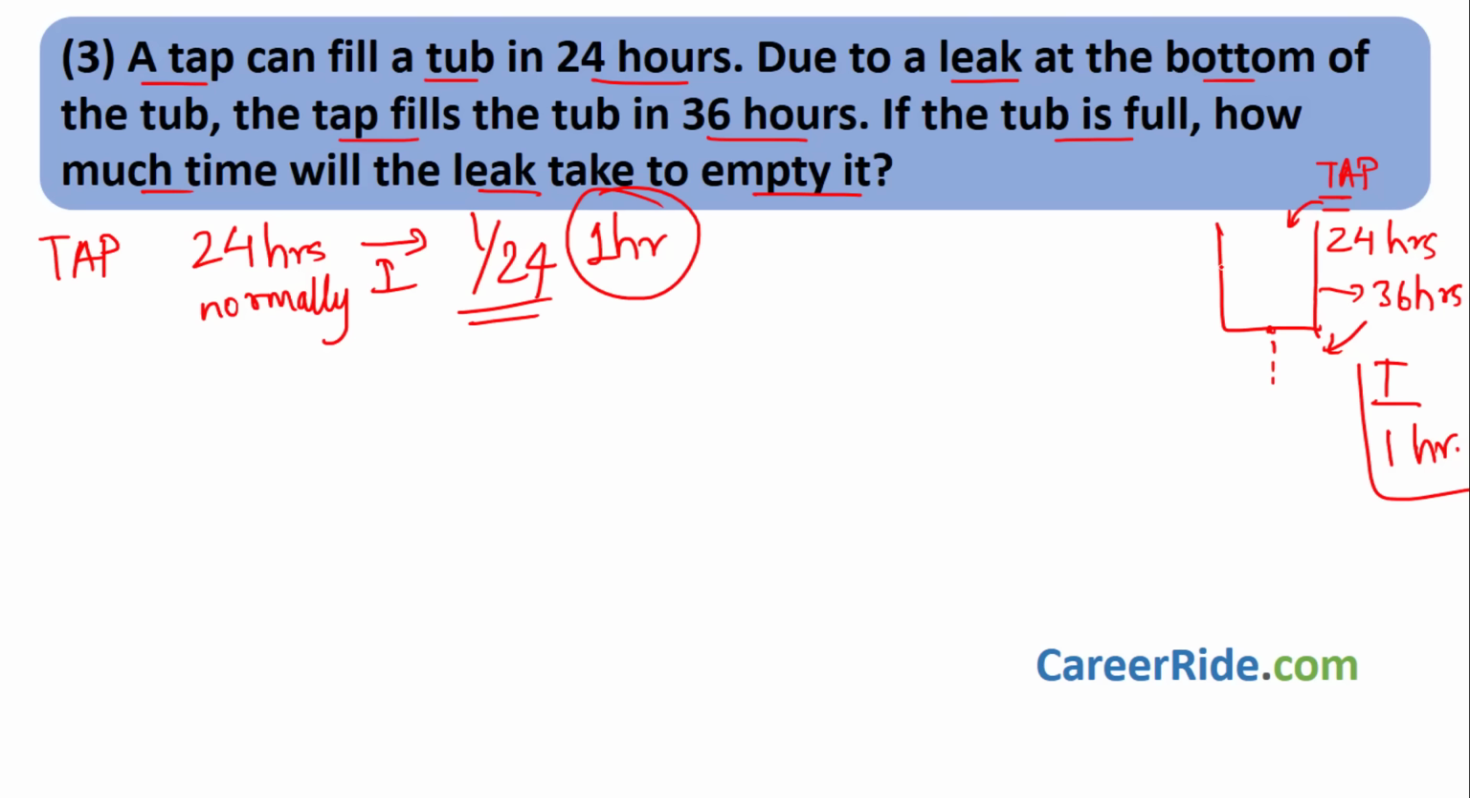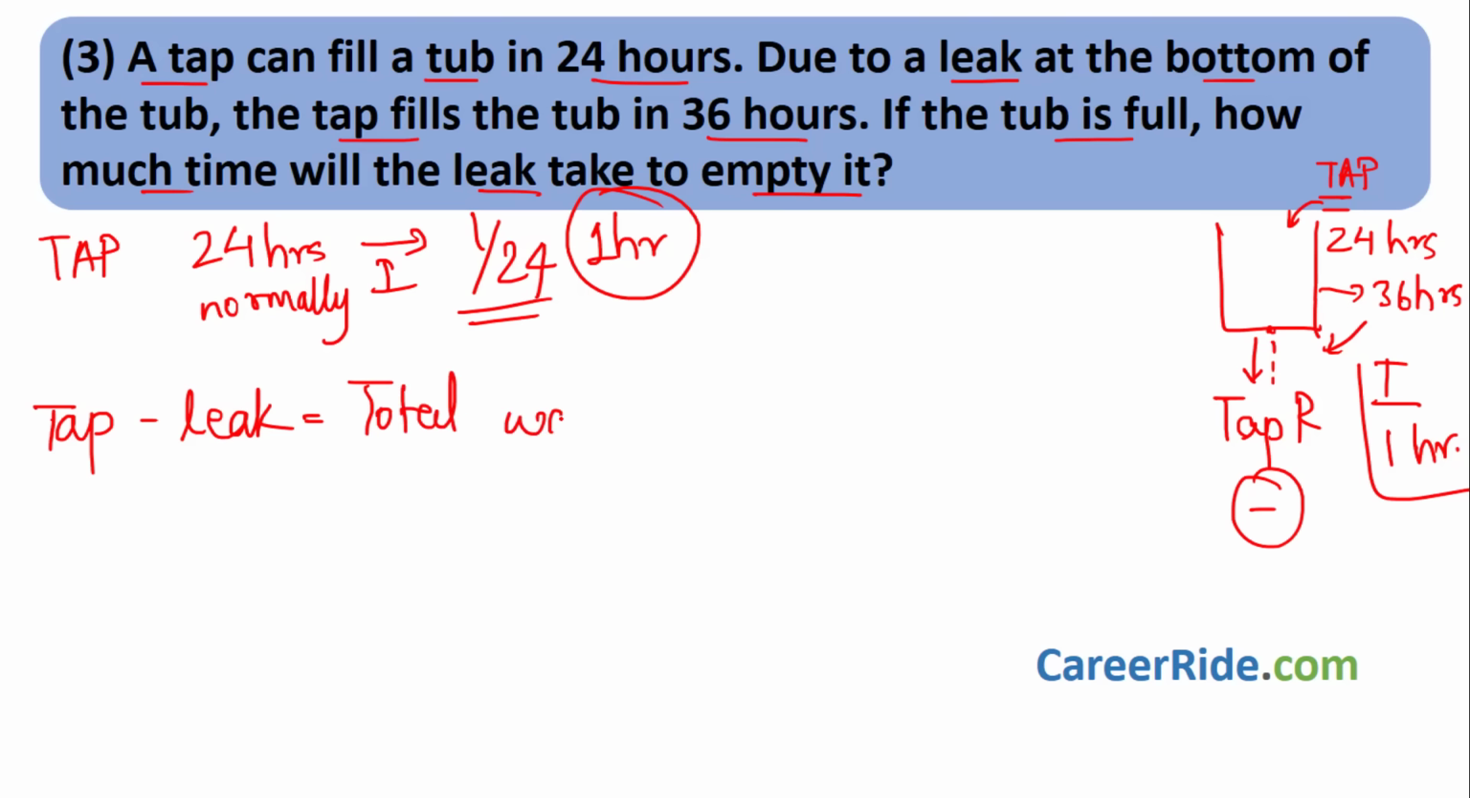Now this tub is leaking. This is nothing but like the tap R which we have seen in the previous sum, where tap R is emptying the tank. So what did we do for tap R? We simply subtracted it. We opened our normal tap, then subtracted the leak, and then we get the total amount of work done in 1 hour.